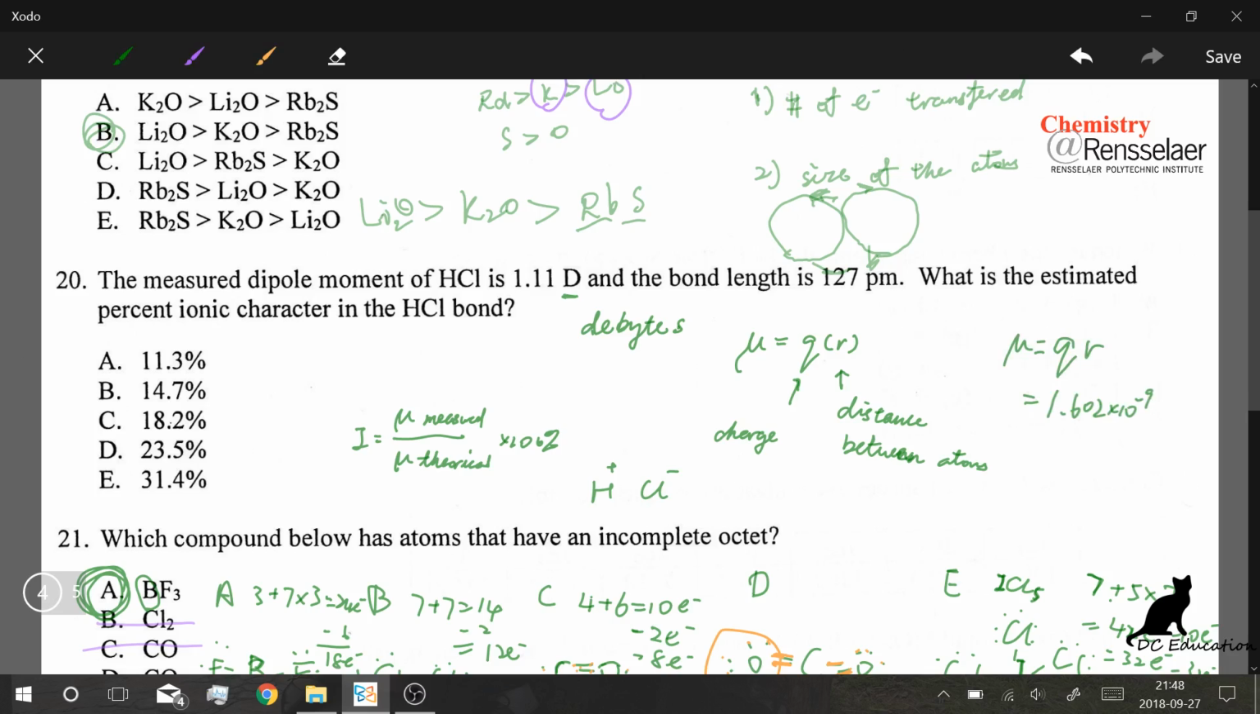Times 10 to the negative 19 coulombs times the distance, which is given. It's 127 picometers. But what we want is meters, so we have to do a unit conversion, 10 to the negative 12.